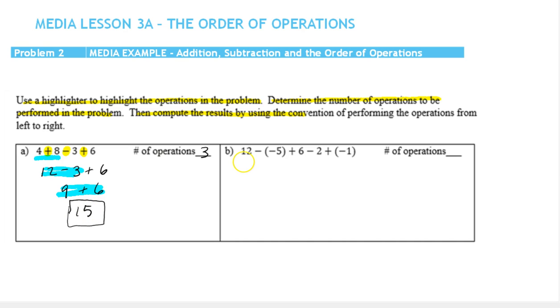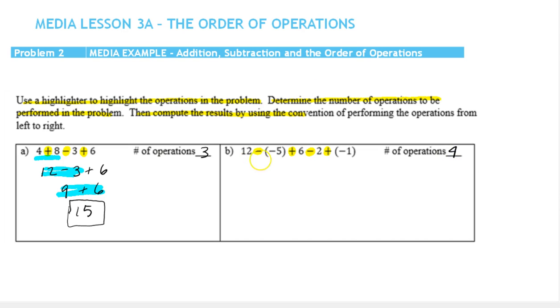Okay, now let's look at the next one. This one's a little bit longer, but we're going to start the same way. Don't get overwhelmed by all the signs. Here we have 12. This is minus negative 5, so that's a negative sign. Plus 6, minus 2, plus negative 1. So these symbols are negative symbols, and then we have 1, 2, 3, 4 operations to perform.